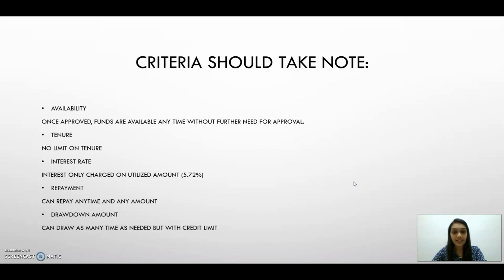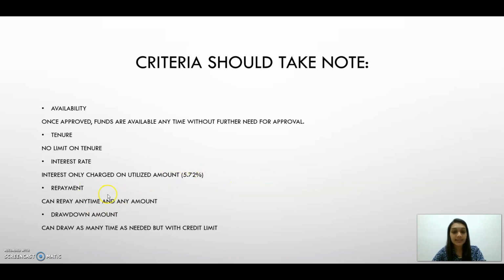Next are the criteria that should be taken note of before we apply for the overdraft facility. First is availability. It is a complicated approval process. Once approved, funds are available anytime without further need for approval. The tenor is variable with no limit on tenor. Access to the facility and credit limit is reviewed yearly by the bank.